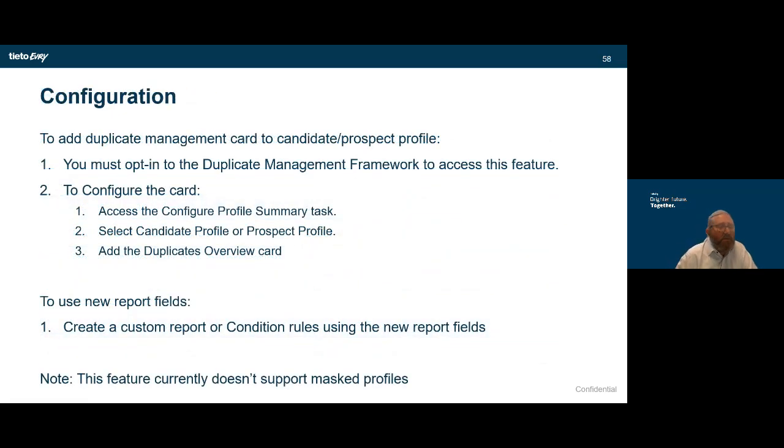As far as configuration is concerned, we need to add the duplicate management card to our candidate or prospect profiles. We need to opt into the duplicate management framework if we're not already using that, and then configure that card. So when you access the configure profile summary tasks, set up the profile and add that overview card. Then we can also create custom report or conditional rules using those new report fields. Just to note that if we're using masked profiles, that's not going to work with this feature.